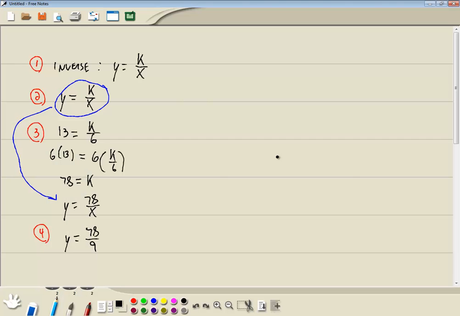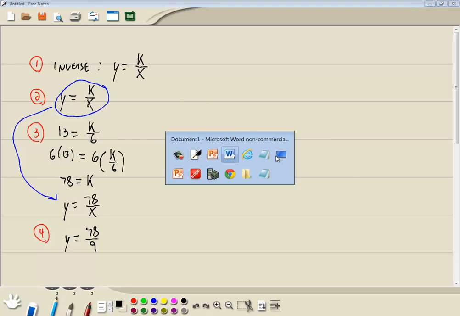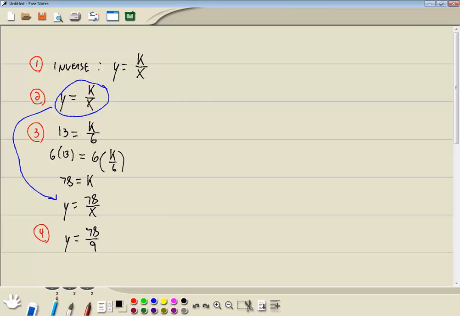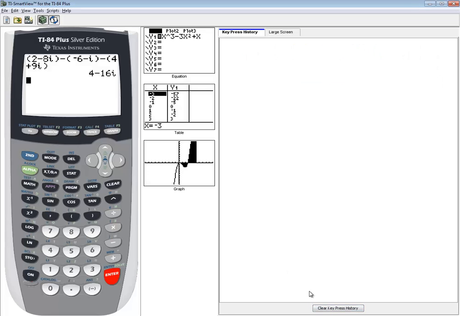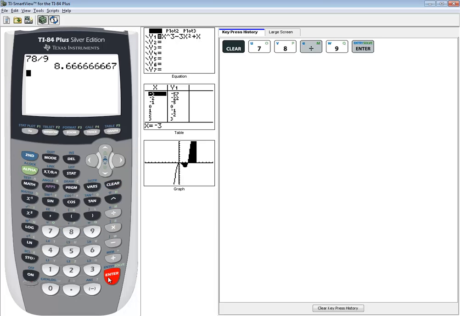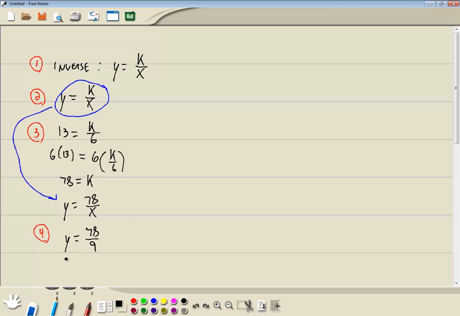Okay, so let's plug this into the calculator. If we can find the calculator. There we go. So I got 78 divided by 9, enter. And we got 8.67. Hundredth is 2 decimal places.